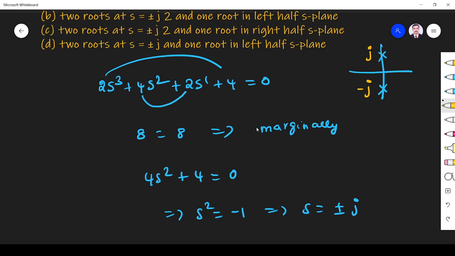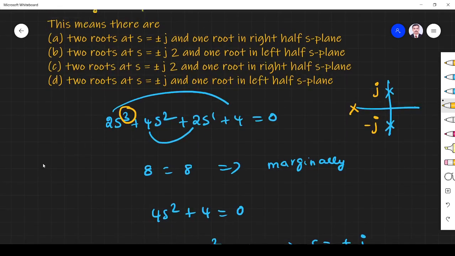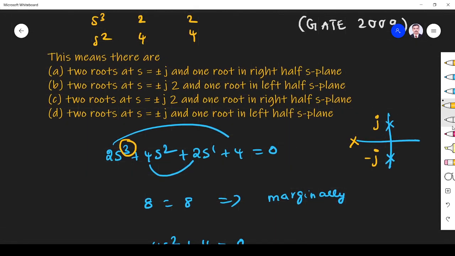So you see the system is marginally stable, which means there is no pole on the right hand side. There must be some other third pole in the left hand side. Because it is a third order equation, we should have 3 poles, 2 poles on the imaginary axis and 1 pole in the left side of the complex plane. So let us see whether it is right. 2 roots at plus or minus j, yes of course, but 1 root in the right half, no, 1 root in the left half. There is no root in plus or minus j2. Here also it is wrong answer. 2 roots at plus or minus j, 1 root in the left half of the plane. So this is satisfying this. Option D is the right answer.